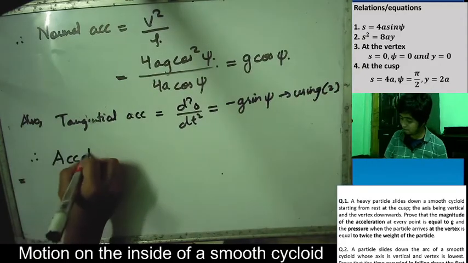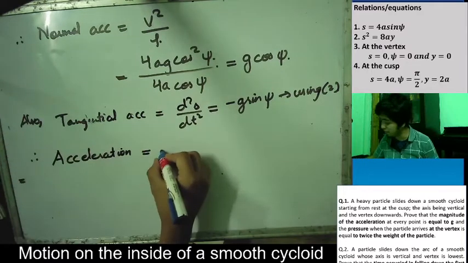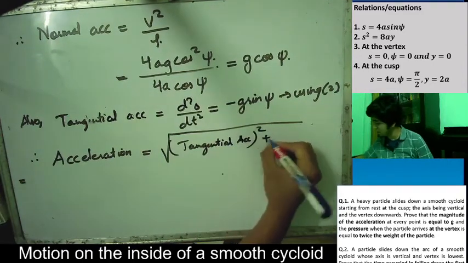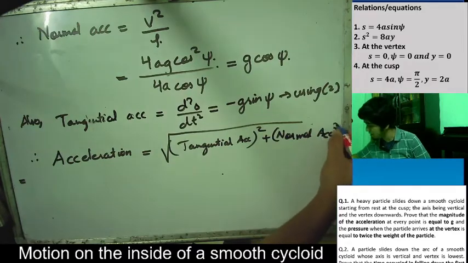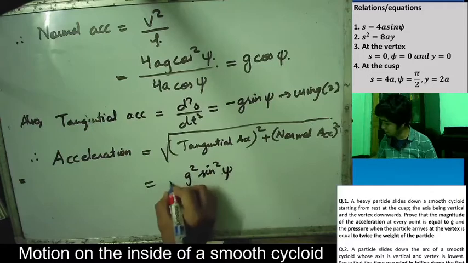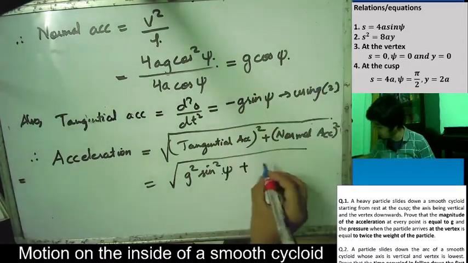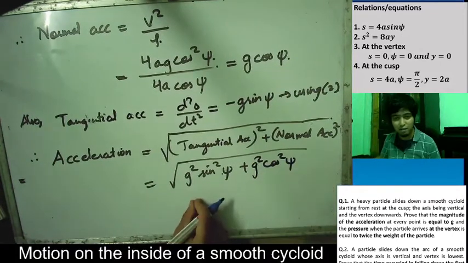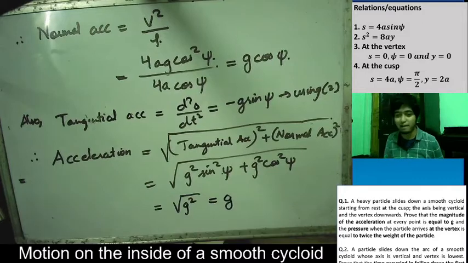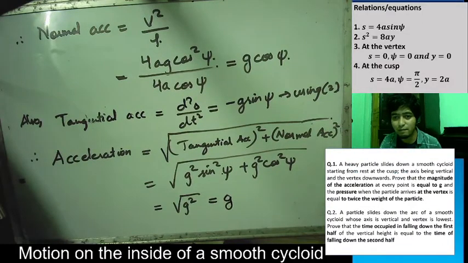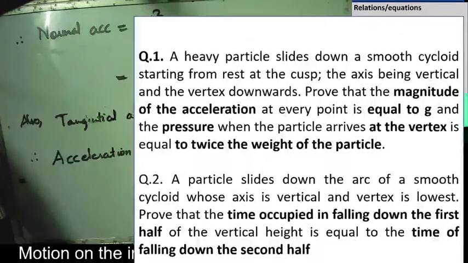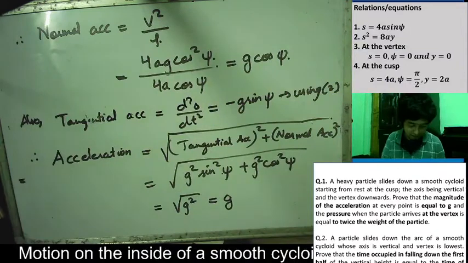Therefore, the total acceleration will be equal to the square root of tangential acceleration whole thing square plus the normal acceleration whole thing square. So tangential acceleration is minus g sine psi, so you will get g square sine square psi, root over normal acceleration, which is g cos psi, so g square cos square psi. You can take common g square, so it will be g square, sine square psi plus cos square psi will be equal to 1, so we are getting it equal to g. This is exactly what we want to find. Prove that the magnitude of the acceleration at every point is equal to g. So at every point the acceleration is equal to g, that we are done.